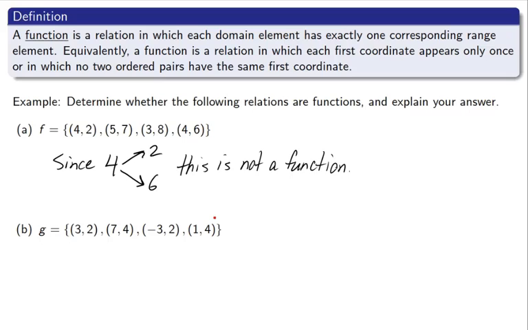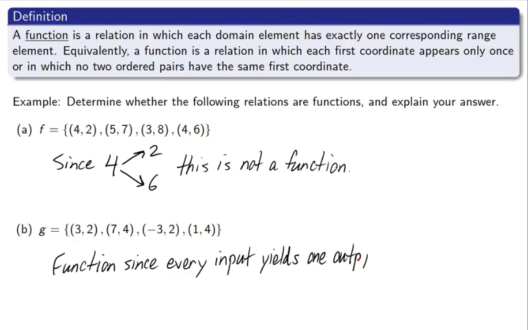Next one, I have (3, 2), (7, 4), (-3, 2), and (1, 4). Now no x-coordinate is repeated, but there is a y-coordinate repeated, the 4: (7, 4) and (1, 4). But that's okay. You can have an output that shows up with 2 different inputs, but you cannot have an input that shows up with 2 different outputs. Repeated x-coordinates mean not a function, but repeated y-coordinates are okay. Function, since every input yields 1 output.